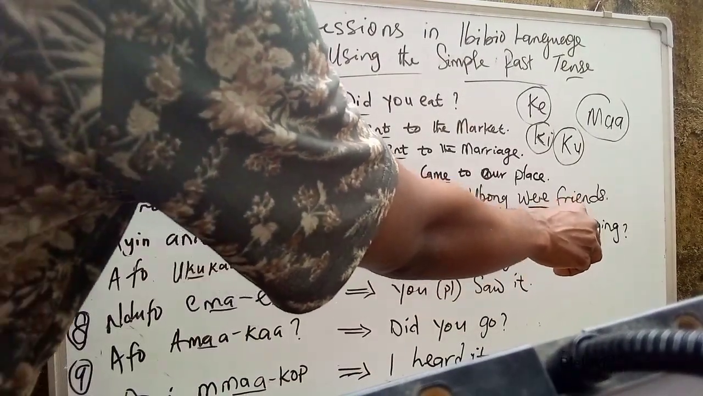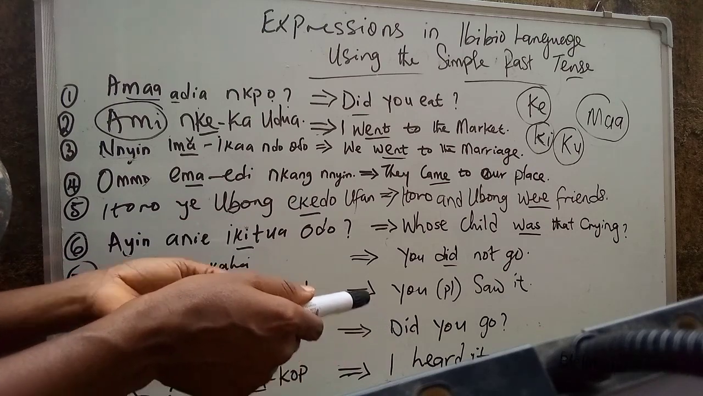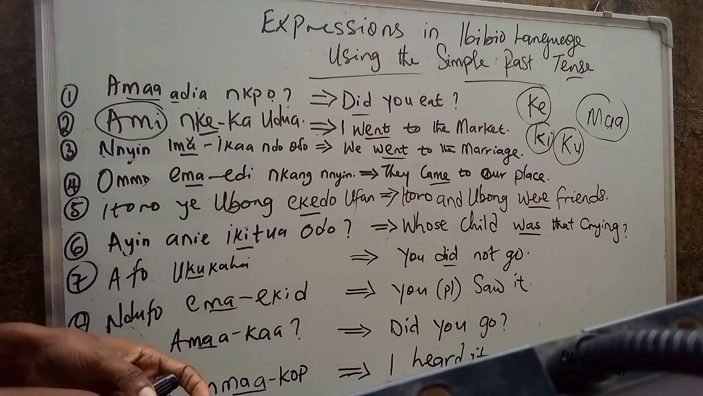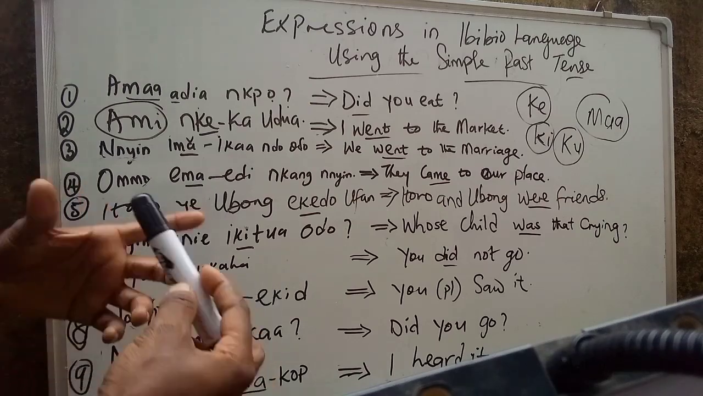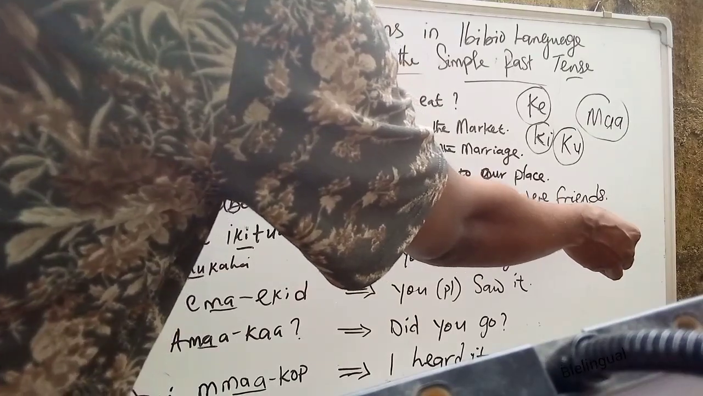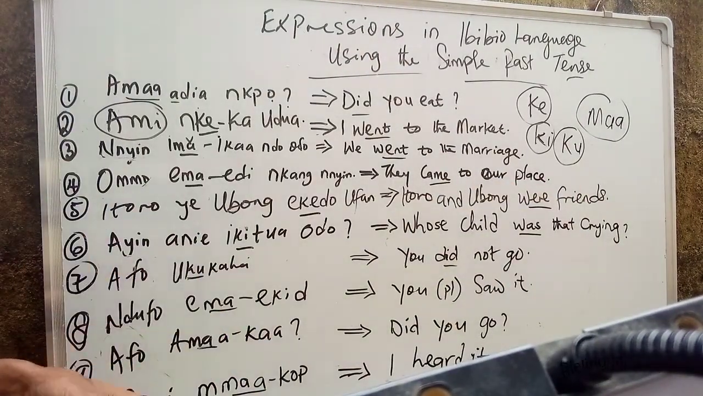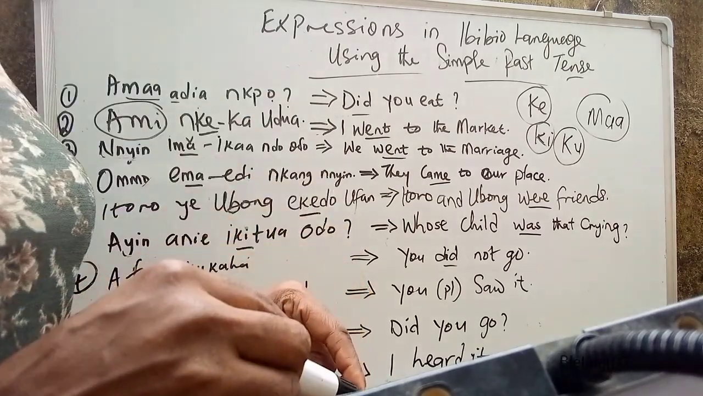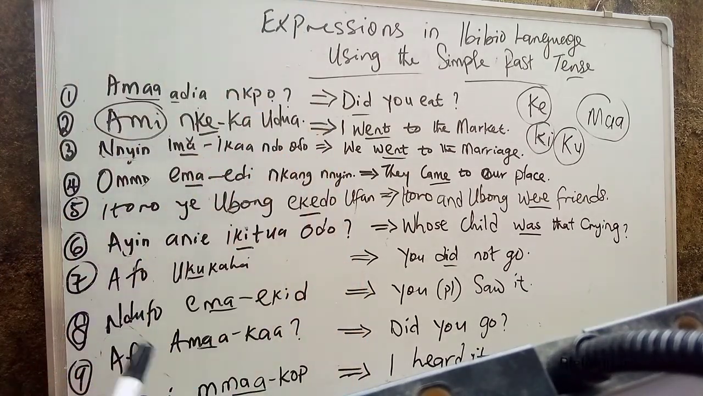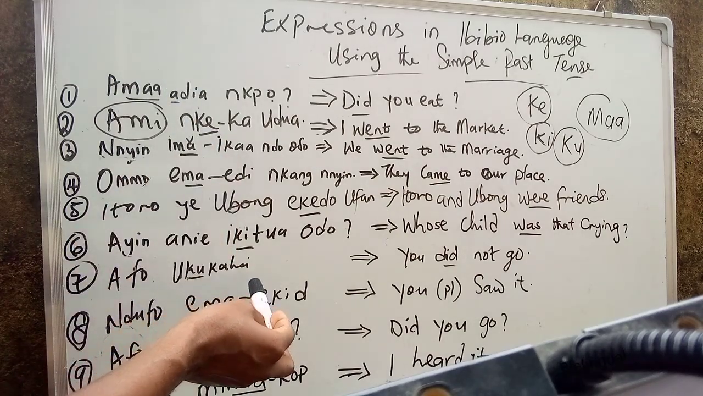Whose child was that crying? So twa is to cry. But when you are using the past tense marker, you are expressing it in the past. Whose child was that crying? Or whose child cried? All right? Whose child cried? Did you get that?